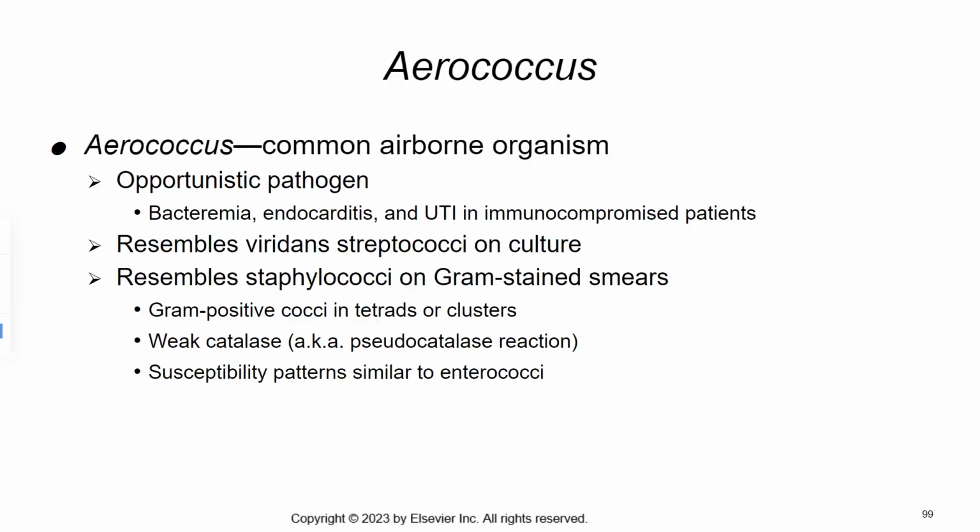Aerococcus is a common airborne organism. It is an opportunistic pathogen that can cause bacteremia, endocarditis, and UTIs in immunocompromised patients. It resembles viridans strep on culture. So when we do a urine culture, if we see an alpha hemolytic organism, even if there's not that many of them, we take a closer look at them, work them up, and identify them on the MALDI.